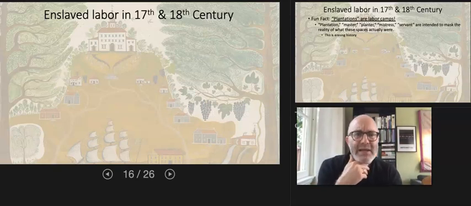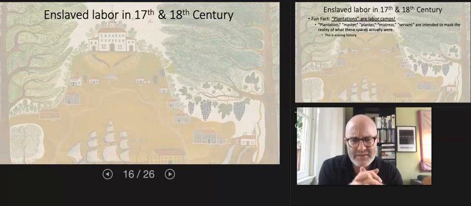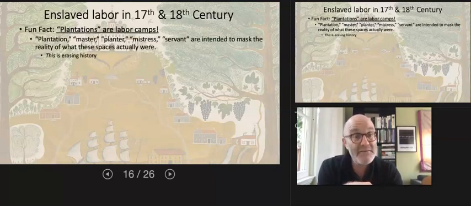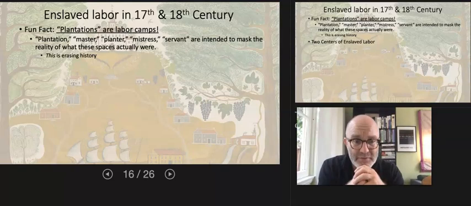Okay. Let's look specifically at the 17th and 18th centuries. A couple things about language here. Fun fact, plantations are labor camps. That is an accurate description of a plantation, right? It is a labor camp. It's a place where workers are forced to labor and they cannot escape. It is a labor camp.